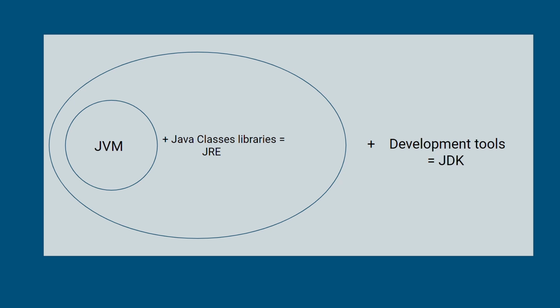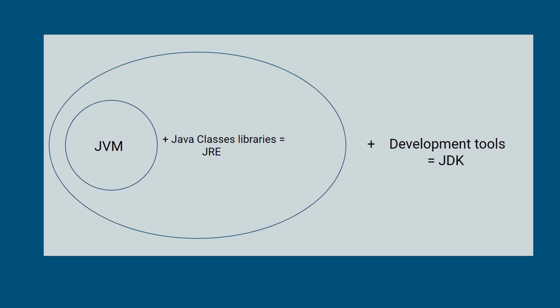Whereas JRE stands for Java Runtime Environment. It is the implementation of the JVM that allows you to run Java applications. The JRE includes the JVM plus core libraries and other files required by the JVM at runtime. JDK stands for Java Development Kit. It provides the tools needed to develop applications, including the JRE for running applications.